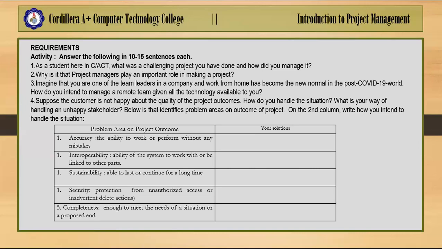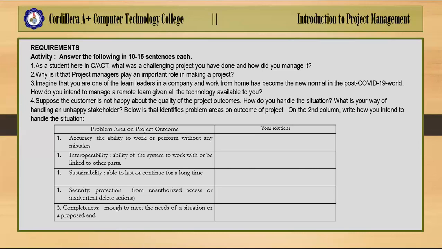So, as a student here in SIAC, for question number 1, what was a challenging project you have done and how did you manage it? And for number 2, why is it that project managers play an important role in making a project? And for number 3, imagine that you are one of the team leaders in a company and work from home has become the new normal in the post-COVID-19 world. How do you intend to manage a remote team given all the technology available to you?